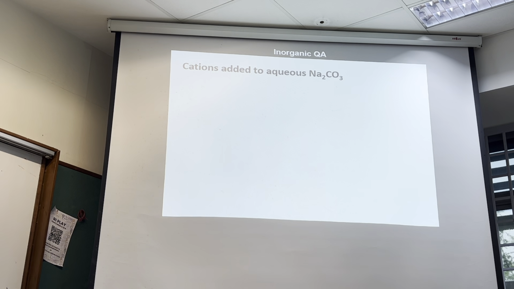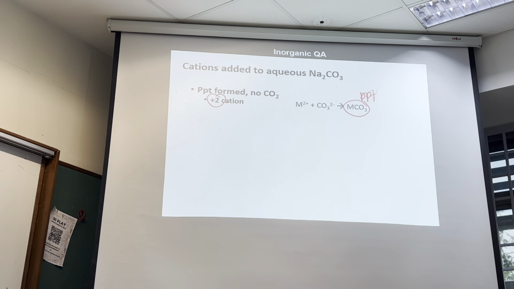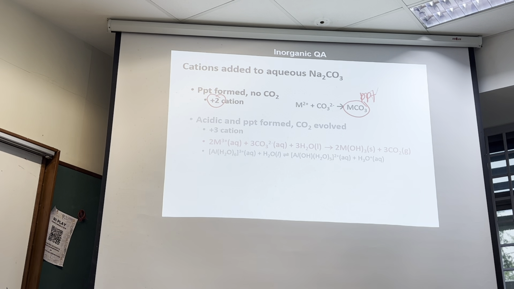Now, next one. This one is an important reminder for you. Carbonate is very commonly added. There are 3 possible outcomes. The first one is you have precipitate, no carbon dioxide. That suggests a +2. So this is the precipitate identity. Don't write first, let me finish first. The second one is you have a precipitate and you also have carbon dioxide, suggesting it's acidic. So this must be a +3.